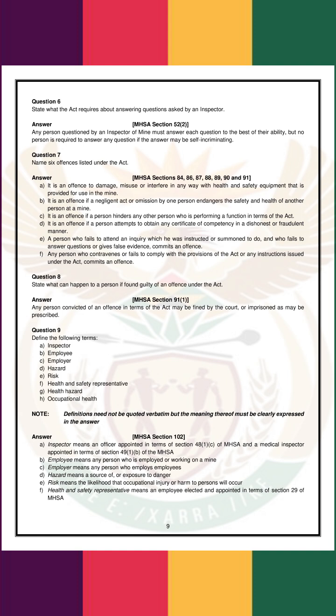Question 8. State what can happen to a person if found guilty of an offense under the Act. Any person convicted of an offense in terms of the Act may be fined by the court, or imprisoned as may be prescribed.